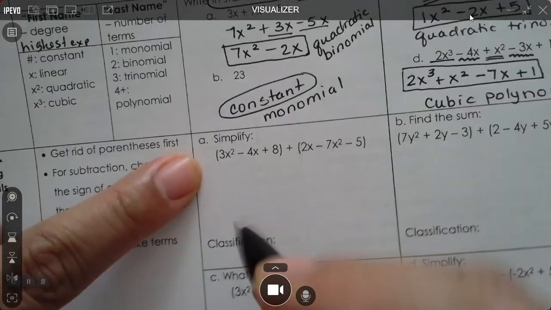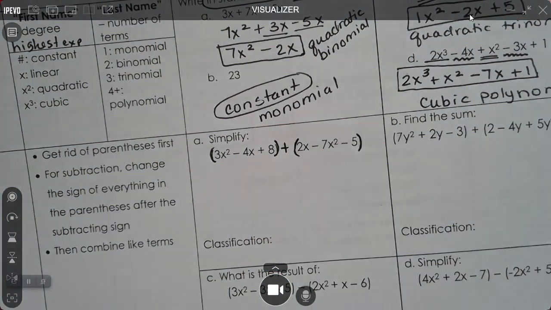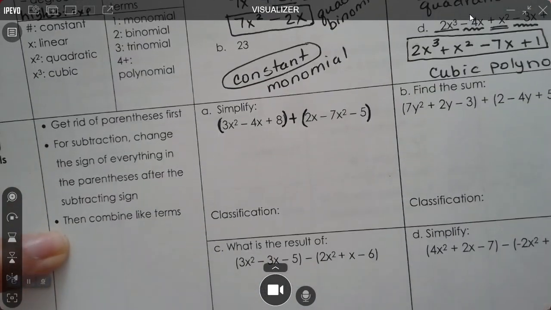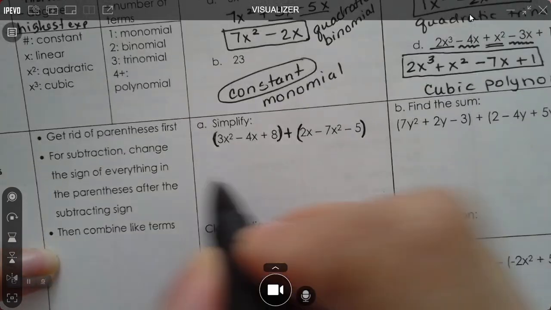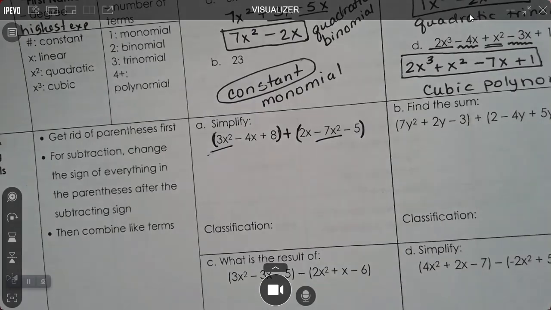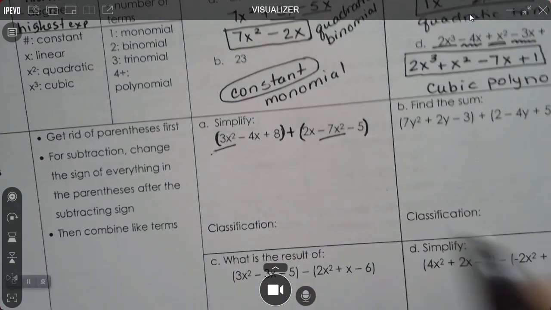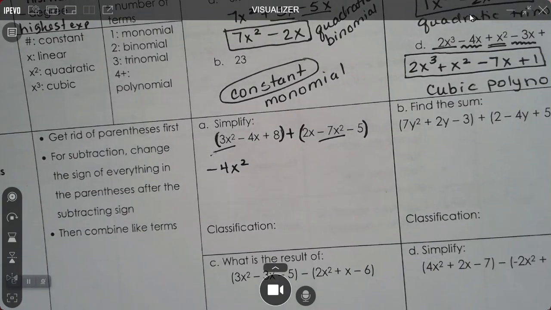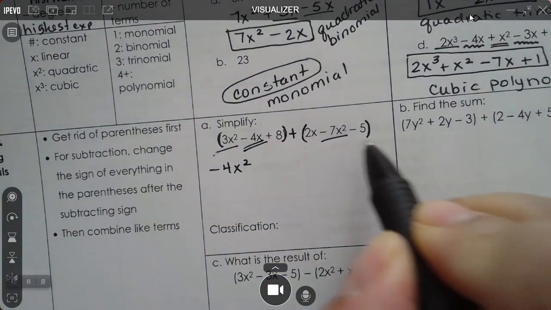So we're going to start off easy. We have parentheses, plus sign, parentheses. Clear? The fact that it's a plus sign means that we don't have to change anything. And so we can go straight to the end, which is just combine like terms, starting with the terms with the highest degree. So terms with the highest degree would be this one and that one. Very carefully in your calculator, what is 3 add -7? -4x squared.